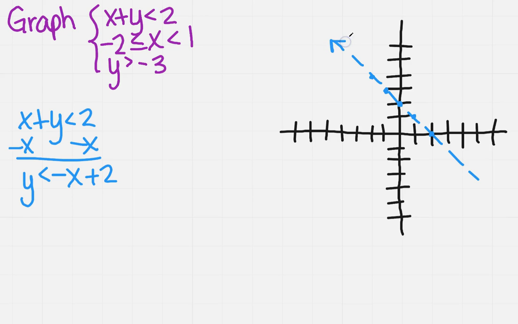Now, what's up next? Next we've got some funky looking thing, right? So it tells me that I have minus 2 is less than or equal to x is less than 1. Well, that's telling me that I'm looking at x, correct? So x's are vertical lines. So what I'm going to do is at negative 2, it says it's less than or equal, so it's a solid line. And then the other end is at positive 1, but it's not equal to, so it's a dashed line.